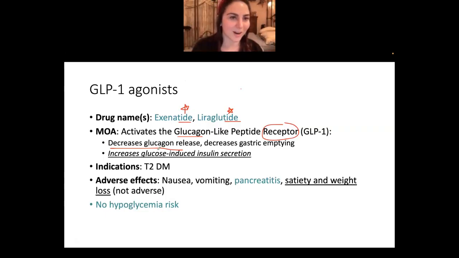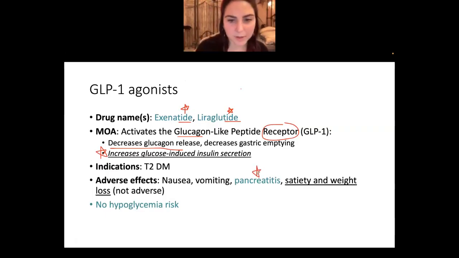Even though it's a GLP, the G is for glucagon. I think of it as a good glucose, because what it's doing is causing more glucose to go into cells and also stopping the amount of glucagon being released. It's just weird. But this is its effect. These GLP-1 agonists are increasing glucose-induced insulin secretion by causing more glucose to go through those GLUT2 receptors.